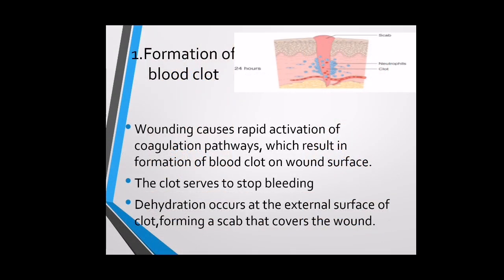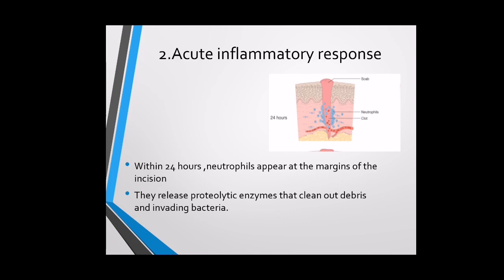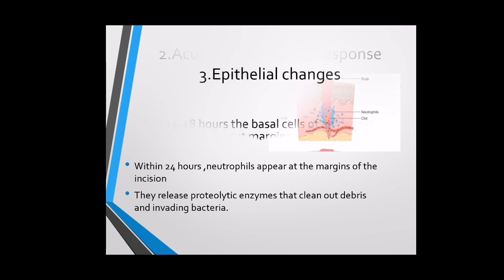Formation of blood clot. Wounding causes rapid activation of coagulation pathways which results in formation of a blood clot on the wound surface. The clot serves to stop bleeding. Dehydration occurs at the external surface of the clot, forming a scab that covers the wound. Acute inflammatory response, which is seen in 24 hours. Neutrophils surface at the margin of the incision, with release of proteolytic enzymes that clean out debris and invading bacteria.